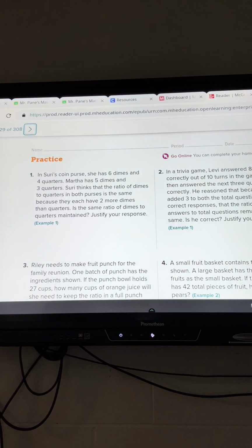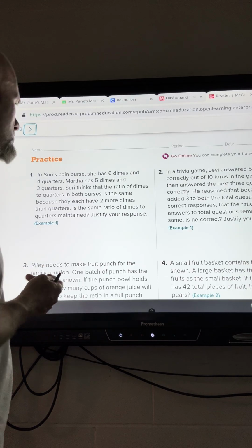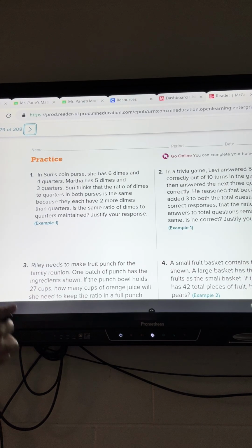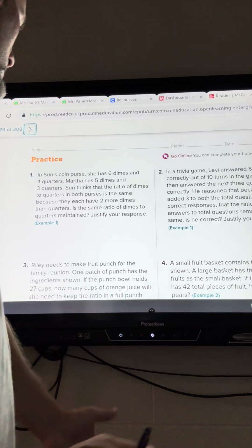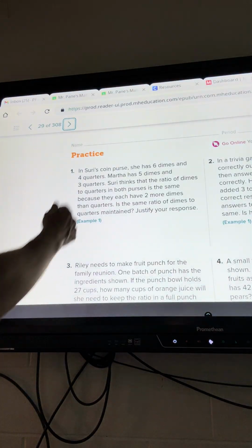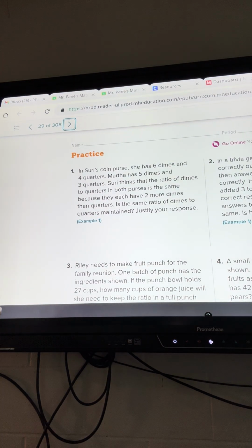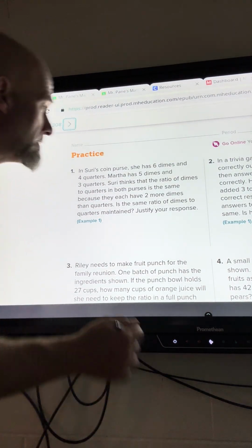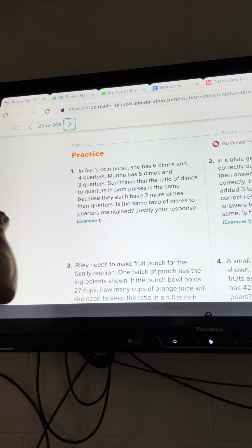So it says in Suri's coin purse, she has 6 dimes and 4 quarters. Martha has 5 dimes and 3 quarters. Suri thinks that the ratio of dimes to quarters is the same because they each have 2 more dimes than quarters. Is this the same ratio? Well, let's see. So we're going to make a table here.